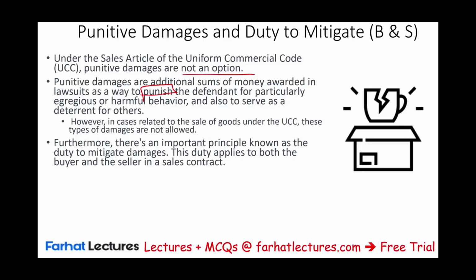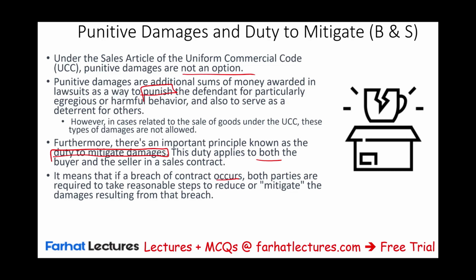Also, under UCC, just like under common law, we have this principle that's called duty to mitigate damages. This duty applies to both buyers and sellers of the contract. What does that mean? It means that if a breach of contract occurs, that's fine. Now, both parties are required to do what? Required to take reasonable steps to mitigate, to reduce the damages resulting from the breach. So if they sent you damaged goods, damaged raw material, don't keep using those damaged raw materials in your manufacturing process and complain and keep suing them and asking them for more money. Just stop it.